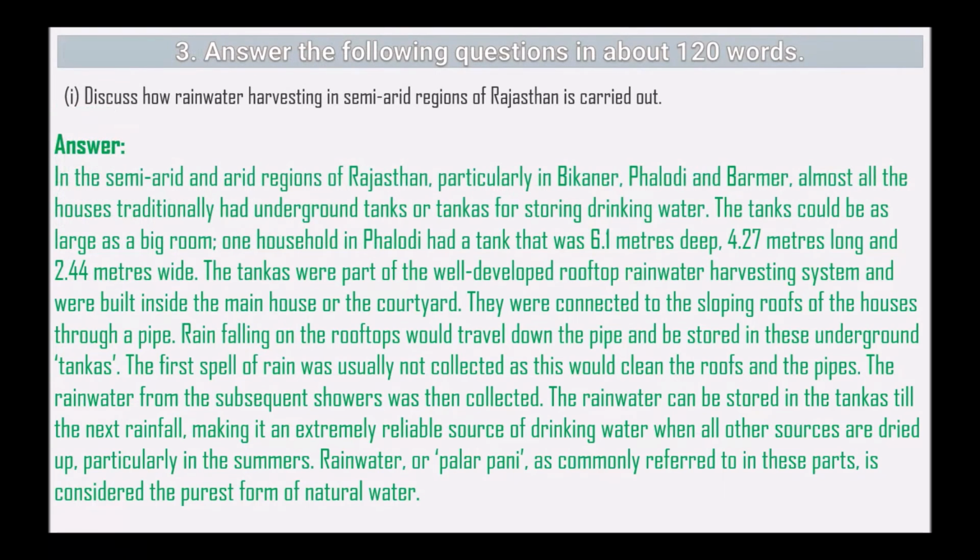Next question, answer the following questions in about 120 words. The first one is, discuss how rainwater harvesting in semi-arid regions of Rajasthan is carried out.